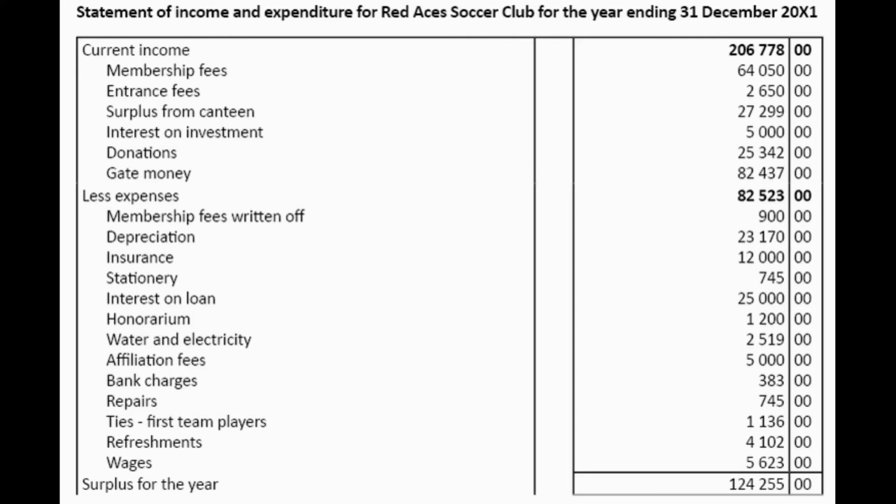Electricity, 2519. Affiliation fees, 5,000. There was no adjustment, so straight from your receipts and payments. Bank charges, 383. No adjustment. Repairs, 745. No adjustment. Ties, first team players, 1136. There was no adjustment regarding that. Refreshments, 4102. There was no adjustment. Wages, 5623. There was an adjustment for that, for the wages.